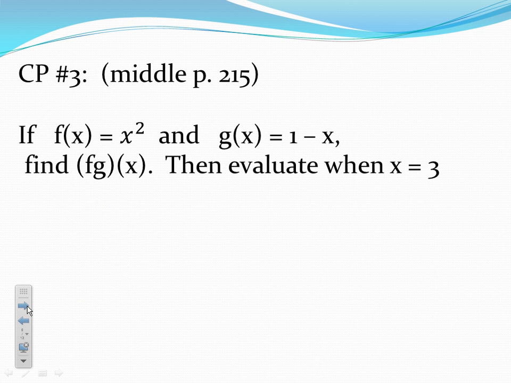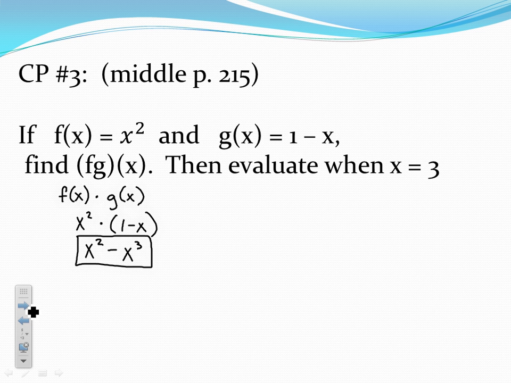All right, so now same functions we're sticking with again, the checkpoint does. We're going to do f times g of x, and then we are going to evaluate when x is equal to 3 again. So if we have f of x times g of x, x squared times 1 minus x, okay, see that this is going to be a distribution. We have x squared times 1, and then minus x squared times x, and we get this.